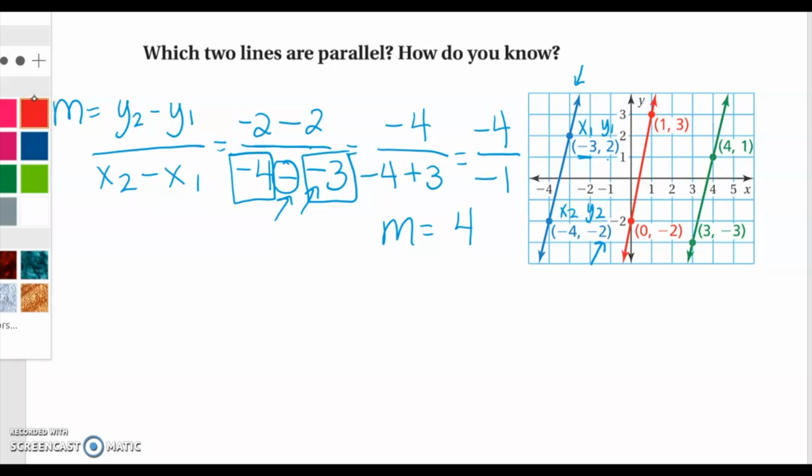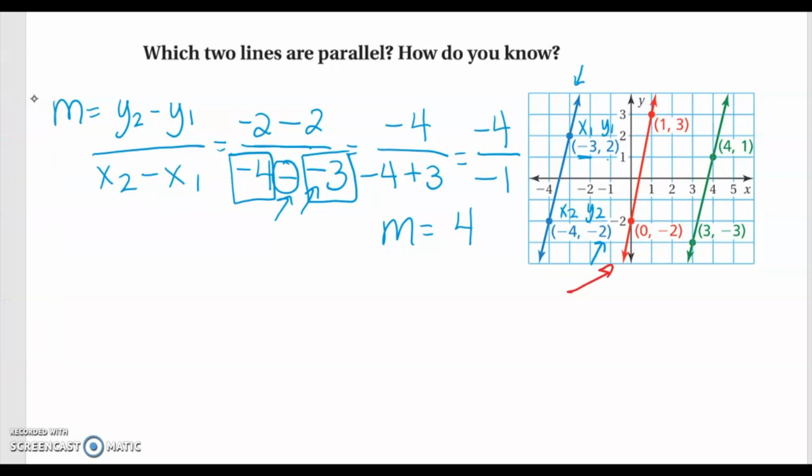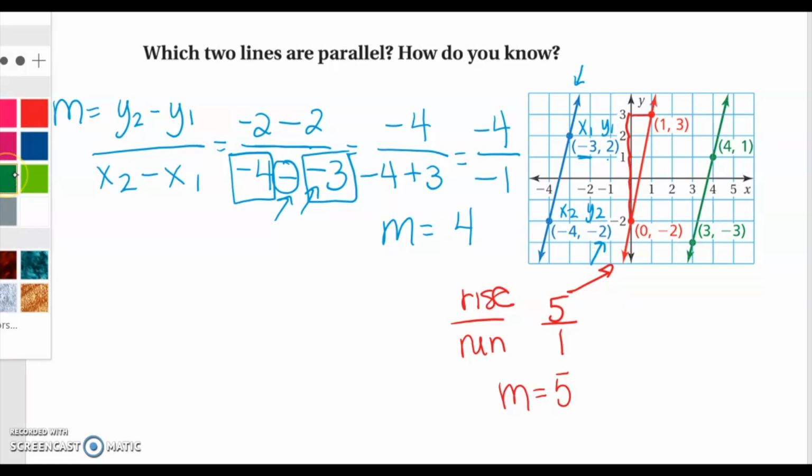Let's take a look at the red line. This time I'm going to use rise over run. So I'm going to go from this point down here, I'm going to rise 1, 2, 3, 4, 5 spaces. I'm going to run 1 space. So that tells me that my red line has a slope of 5. So the blue line and the red line do not have the same slope. So they are not parallel.